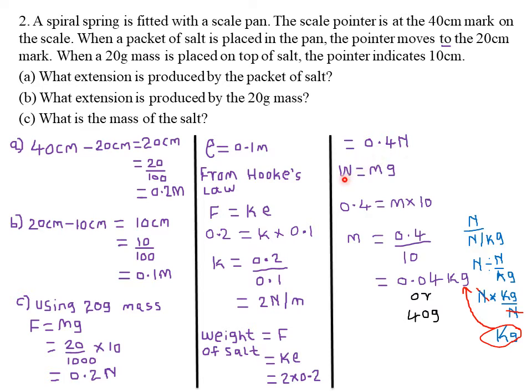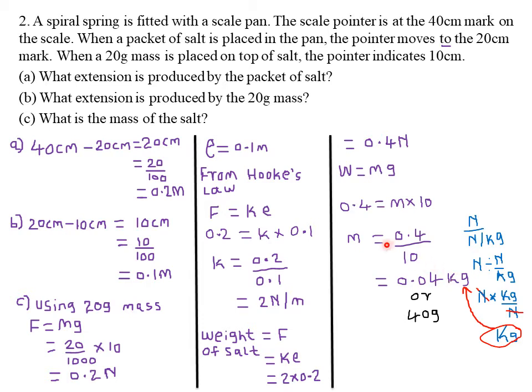Now if we have weight, we know that weight is equal to mass times gravity, or mg. So if I substitute the weight as 0.4 and gravity of Earth, which we know is 10 Newton per kilogram, I can easily obtain the mass. In trying to make mass the subject of the formula, I'll divide both sides by 10. So 0.4 divided by 10, you will obtain 0.04 kilogram. Someone could be wondering how the kilogram is coming about.